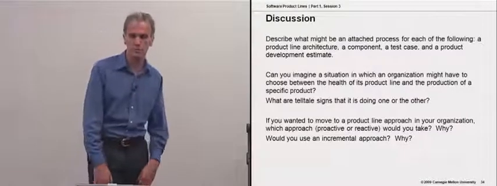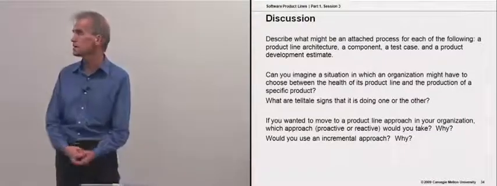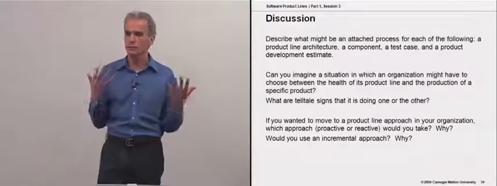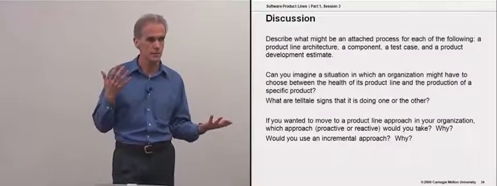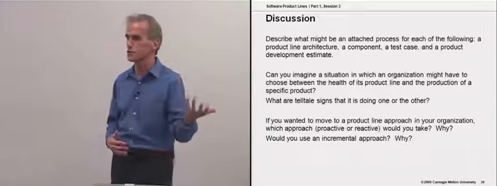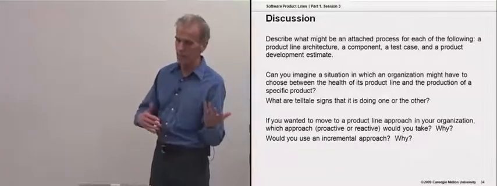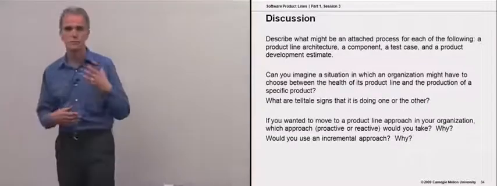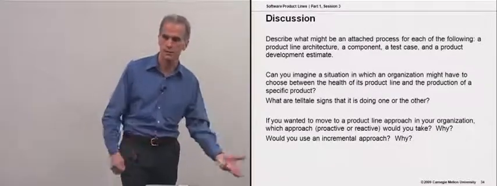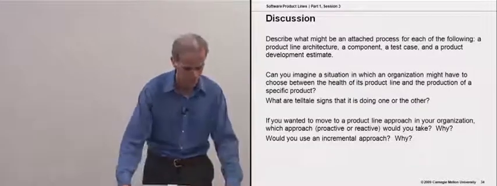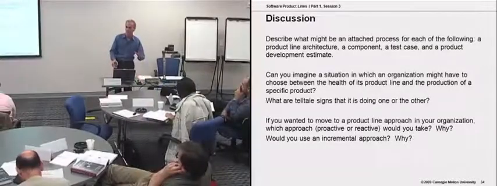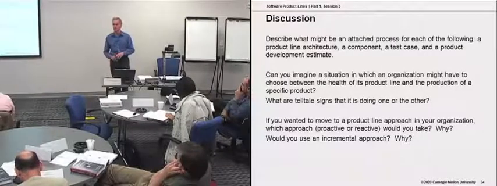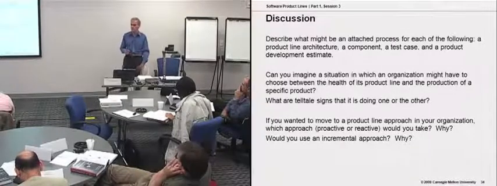One quick question for you here is the middle one here. This dilemma of choosing between the health of your product line and maintaining the vision that was set for your product line, and the production of a specific product and being responsive to the needs of a customer for a specific product. How would you tell if you were doing one thing or another, favoring the product line versus favoring the specific customer or the specific product?